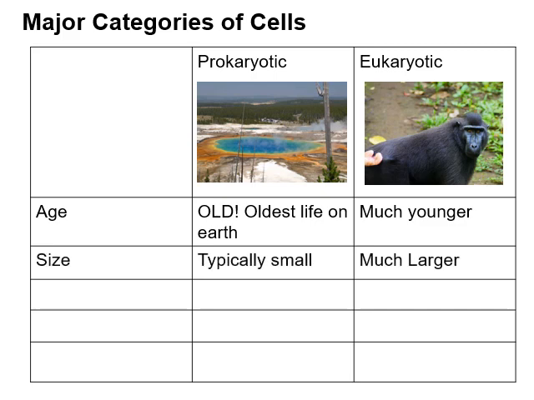In terms of size, prokaryotic cells tend to be much smaller. Eukaryotic cells tend to be much larger. So with a typical microscope, you can see most eukaryotic cells. With prokaryotic cells, you need much more magnification power to be able to actually see them.